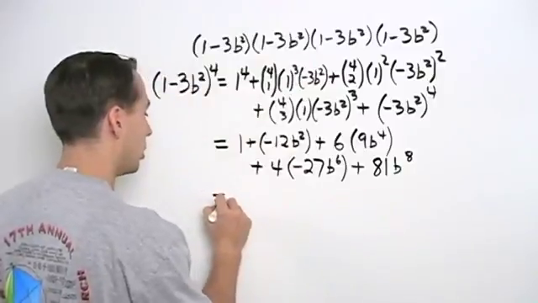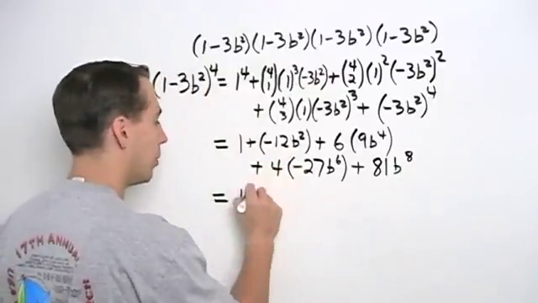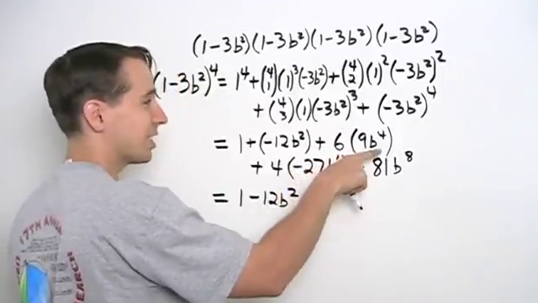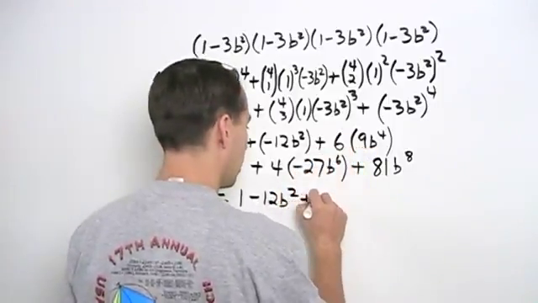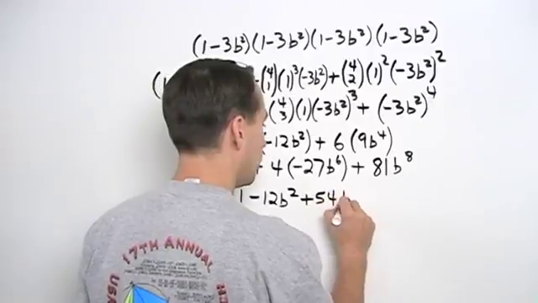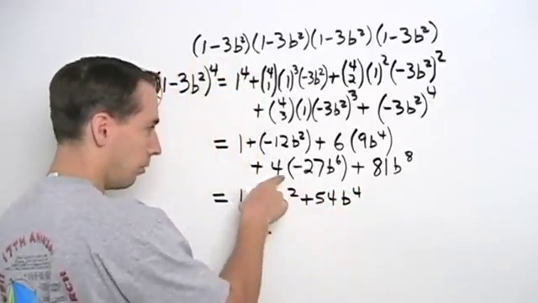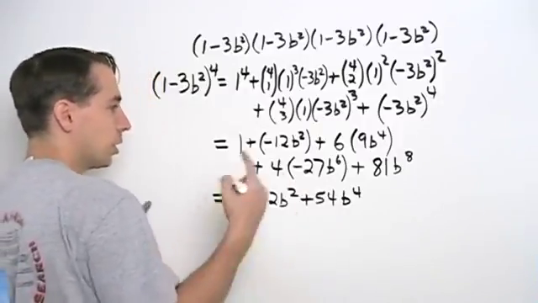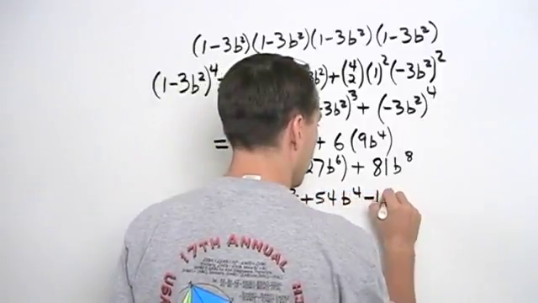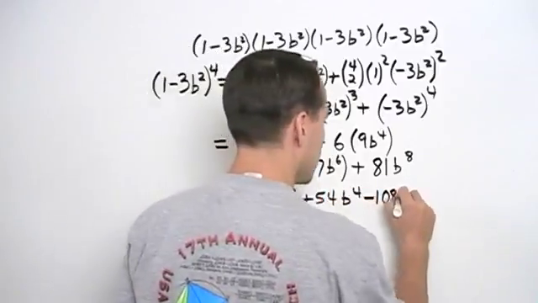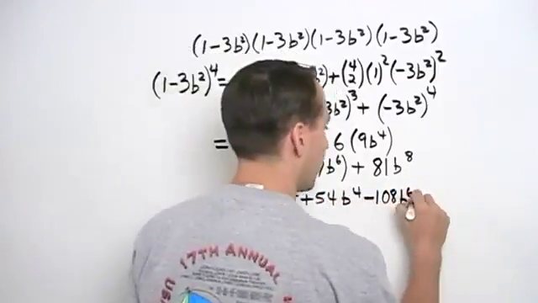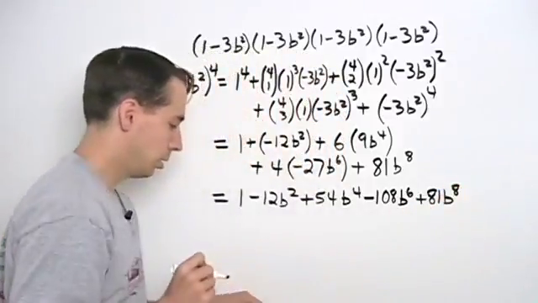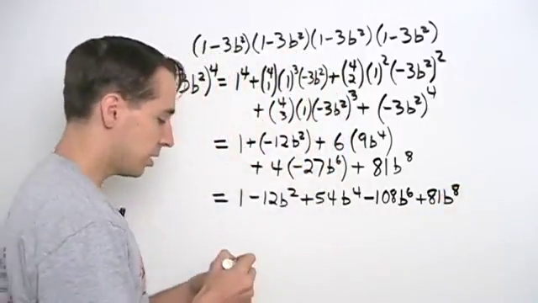And now I've got the whole thing here. I go 1 minus 12b squared plus 6 times 9 is 54b to the 4th. 4 times minus 27. Well, you double minus 27, you get minus 54. Double that, you get minus 108b to the 6th. And then we have our 81b to the 8th.